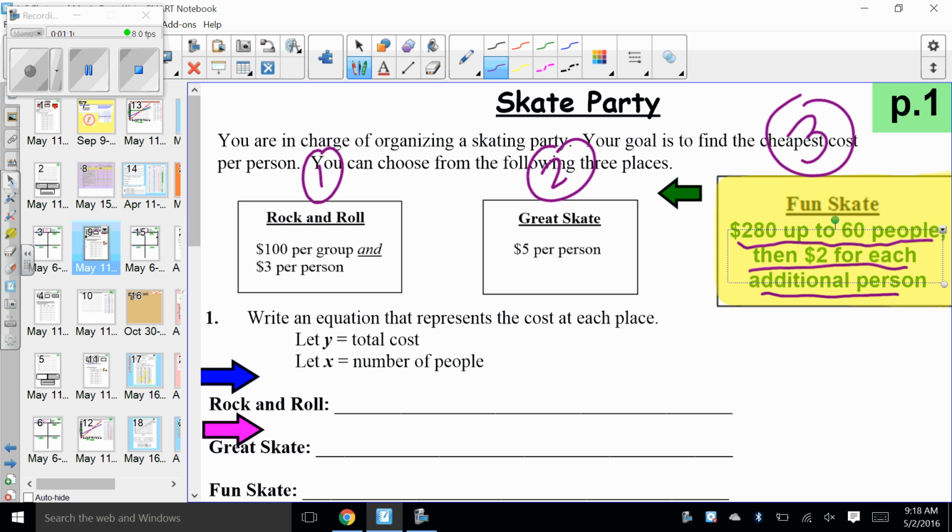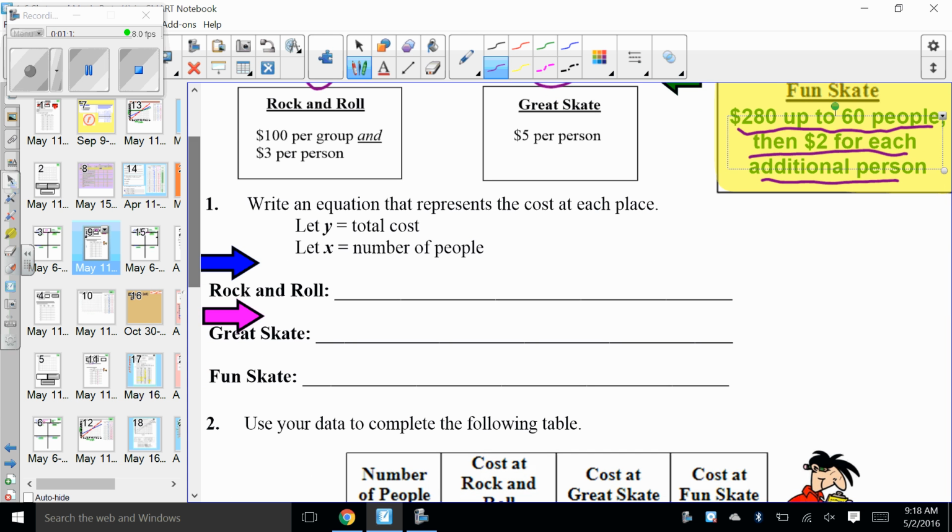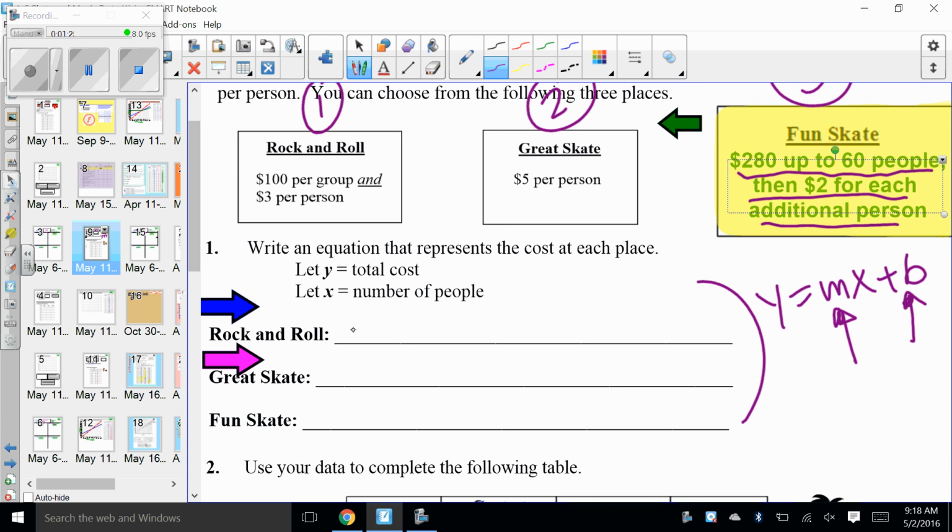So number one, write an equation that represents the cost at each place. Let's take a look first at Rock and Roll. If we really think of y equals mx plus b for all these scenarios, where b is our beginning amount or y-intercept and m is our slope, we would say in the first scenario for Rock and Roll that it would be y equals $3 per person, so 3x, plus 100 at the beginning. So our equation would be y equals mx plus b, or 3x plus 100.